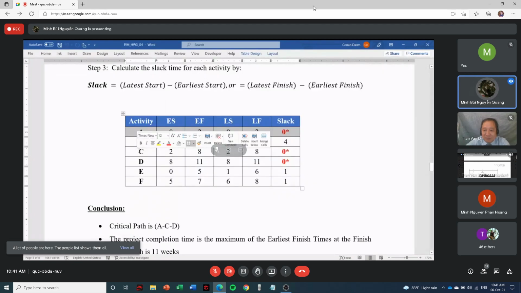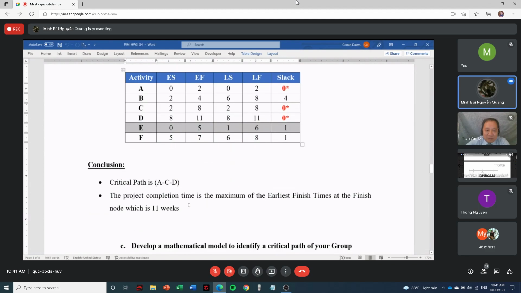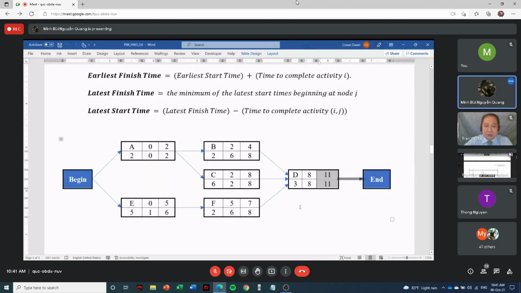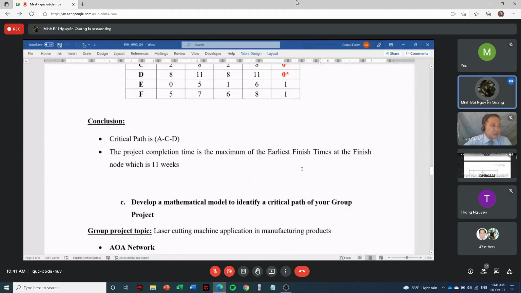To 2 days and 3 days, because there is no more slack for this one. Although you can see from B, E, and F, we have at least one slack time for it. And to find the project completion time, that would be the maximum of the earliest finish times at the finish nodes, which is 11 weeks. So you can see from here. So that is for question 1A and B.